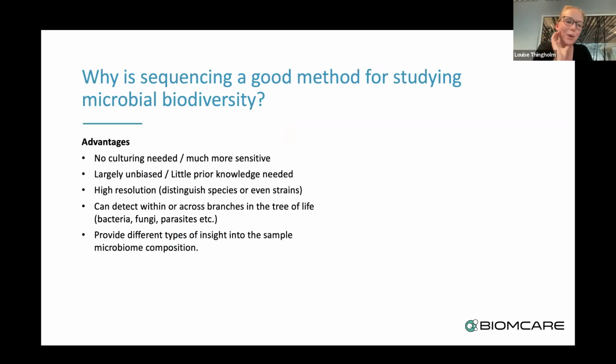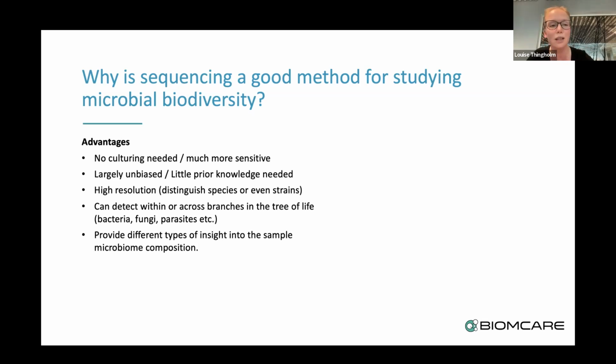Yeah. So why is sequencing a good method to study biodiversity? I just talked a bit about how we do it and what it means and the different methods. One of the great advantages of using sequencing in general to study the microbiome, and especially for biodiversity, is the fact that you don't need to culture. So as I said, you take the sample and extract all the DNA from the sample without having to culture.